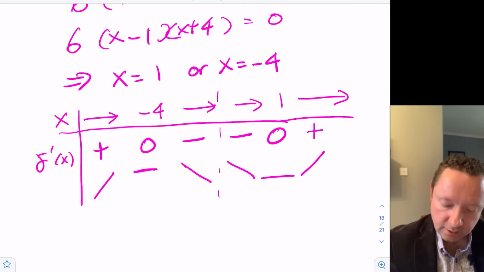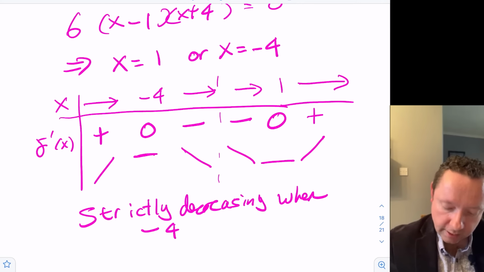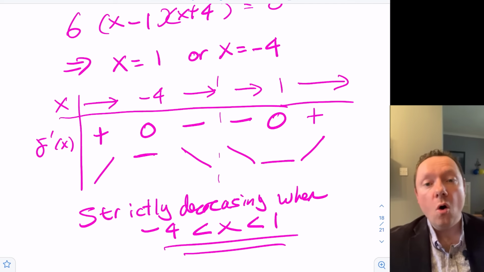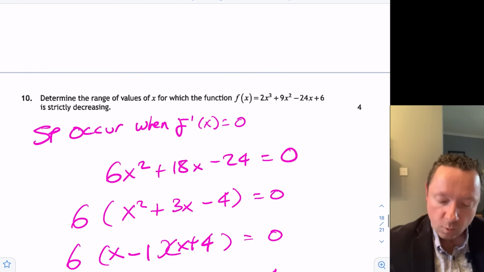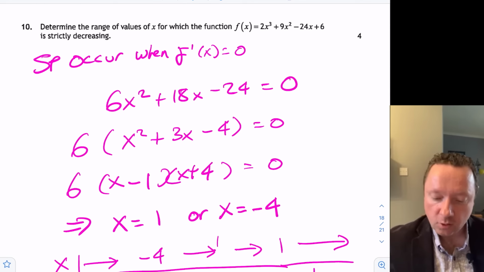And then it's increasing. So we could say strictly decreasing when minus 4 is less than x is less than 1, in between those two numbers. And that works as well because the function is continuous. If it was discontinuous, you'd be a little bit stuck, but we know it's continuous because it is.